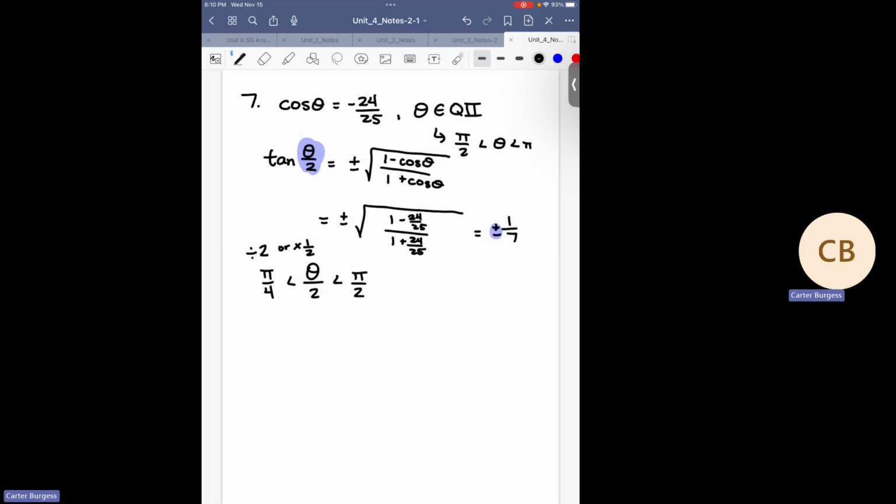Where is pi over 4 to pi over 2? Well, that is going to be a quadrant 1 angle where tangent is positive. And so our final answer here is going to be positive 1/7.